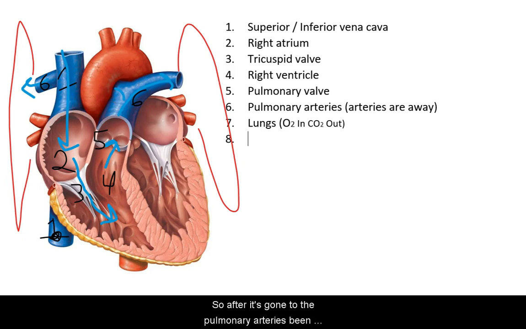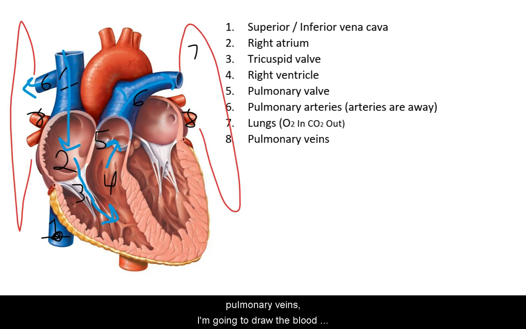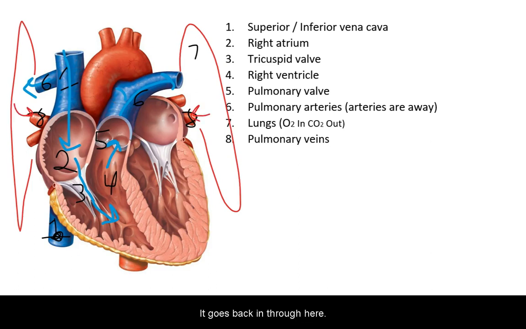After it's gone through the pulmonary arteries and been oxygenated by the lungs, it enters the pulmonary veins. Let me put a 7 on our lungs. Then we've got our pulmonary veins here. These are both pulmonary veins. I'm going to draw the blood now as red because it's picked up some oxygen. It's going back in through here.